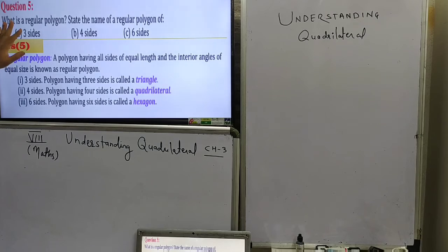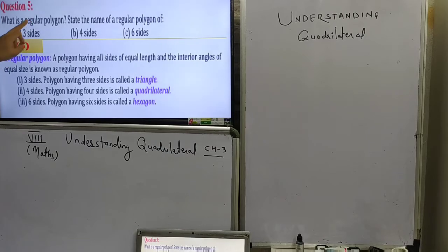You know that there are different types of triangles. A three-sided polygon is a triangle, but out of these, the equilateral triangle has 3 equal sides as well as 3 equal angles. So the three-sided regular polygon is the equilateral triangle.